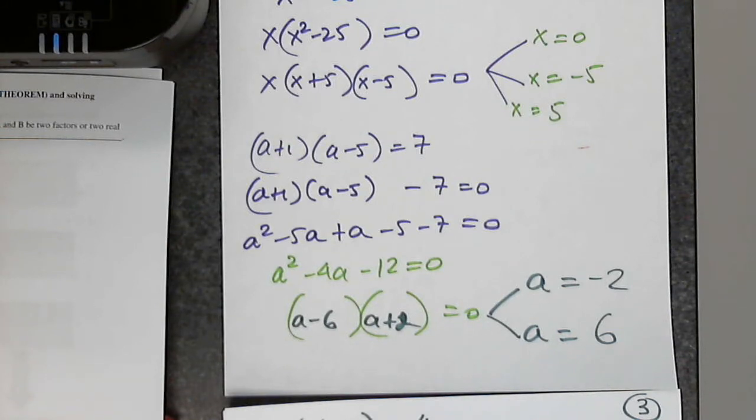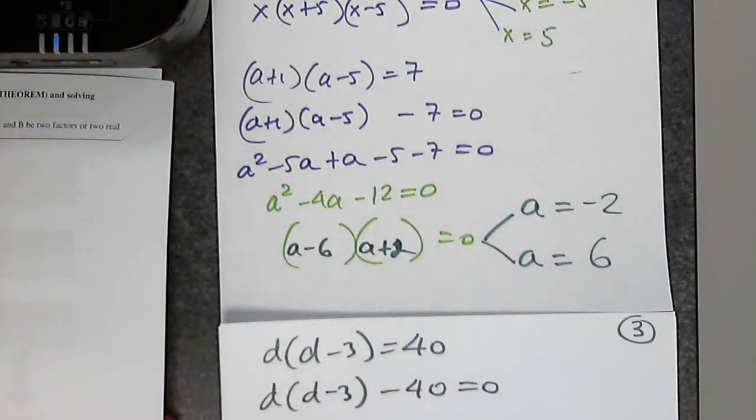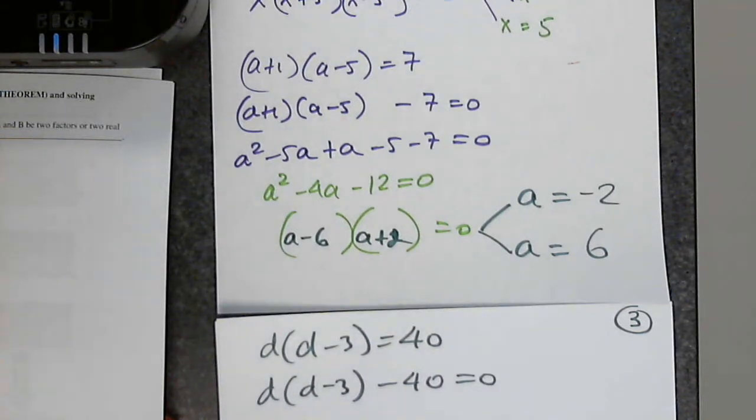I have no choice. So I have d squared minus 3d minus 40 equals 0, because I'm trying to use the zero product principle: 0 on one side, a product on the other. What next? Very similar to the previous problem, actually. Yes, I have to factor d squared minus 3d minus 40 equals 0.